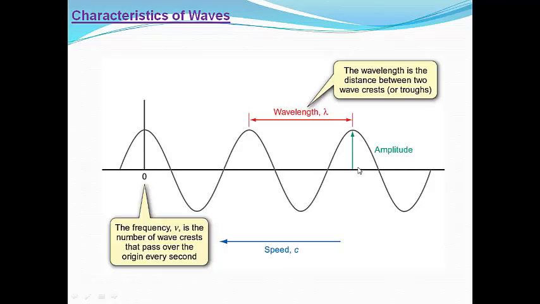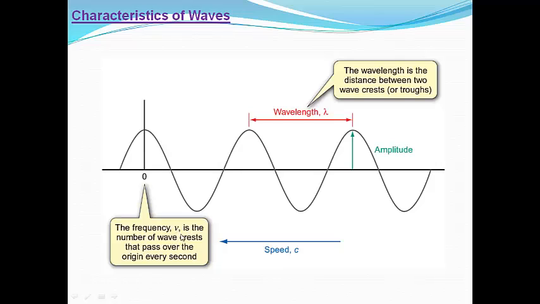And the amplitude is the maximum displacement from the zero line that the wave has. So it's the height of a peak or the height of a trough. And this property is going to be very critical in understanding the result when two waves interact with each other. And then we have the frequency, which is denoted by nu.